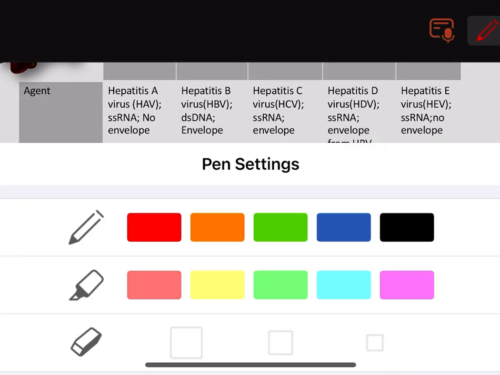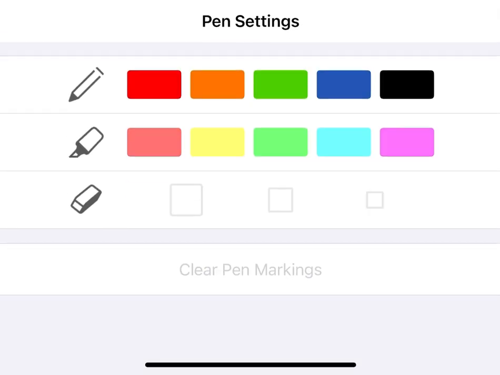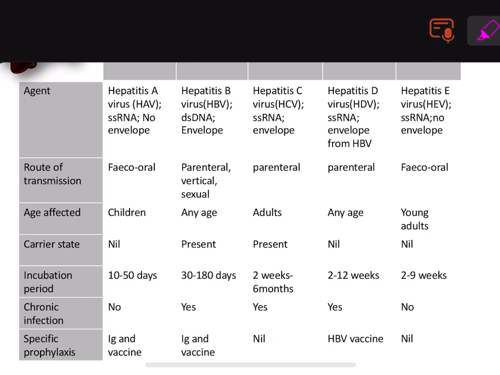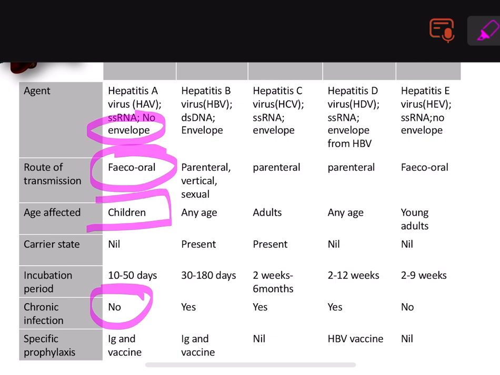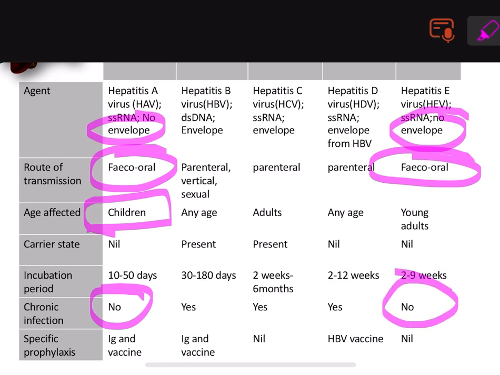So now I will be highlighting only the uncommon ones. Hepatitis A is not enveloped. It is acute, fecal-oral, chronic infection is not present, and it affects children. Then comes hepatitis E. It is an RNA with no envelope. Mode of transmission is fecal-oral. It is not a chronic infection. It is an acute infection. A and E are acute infections. Is it clear?